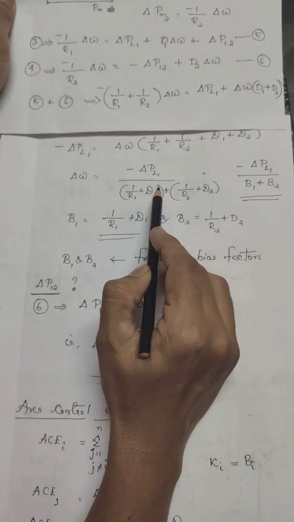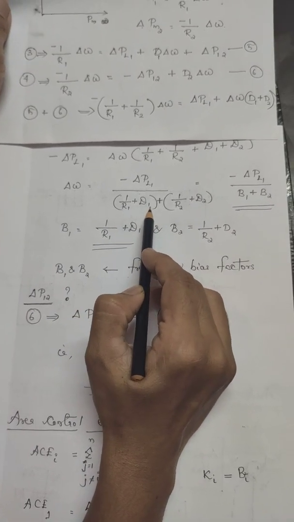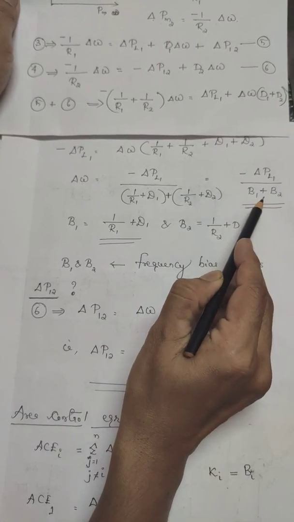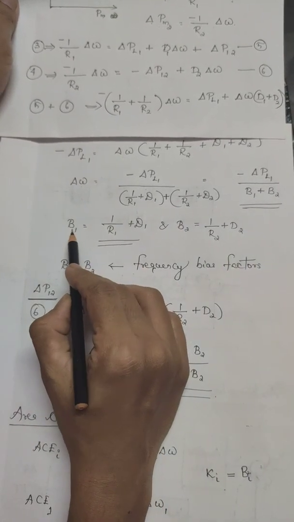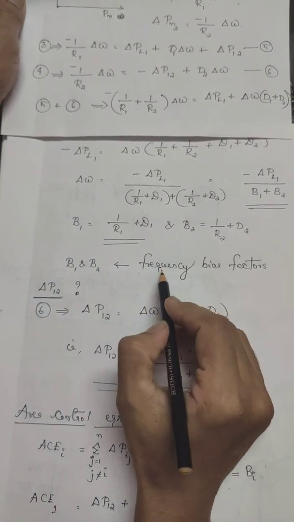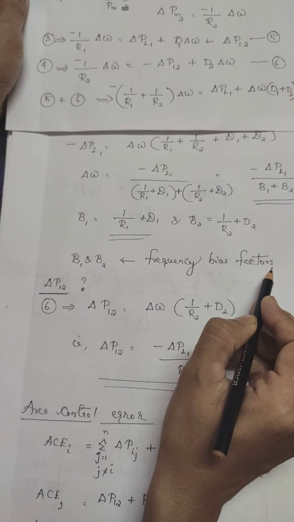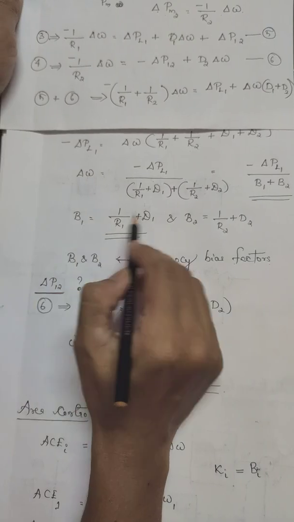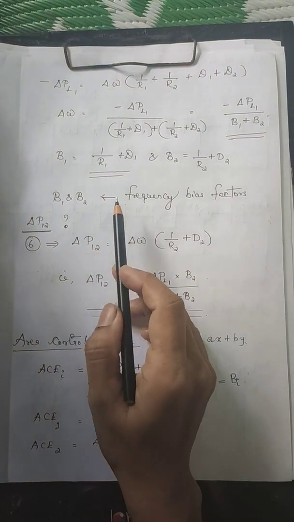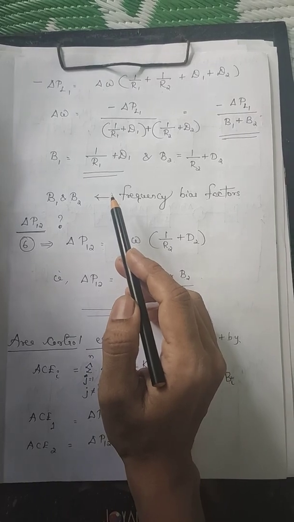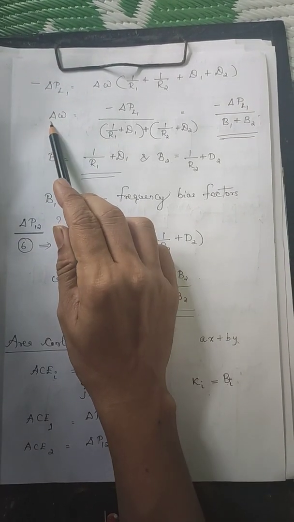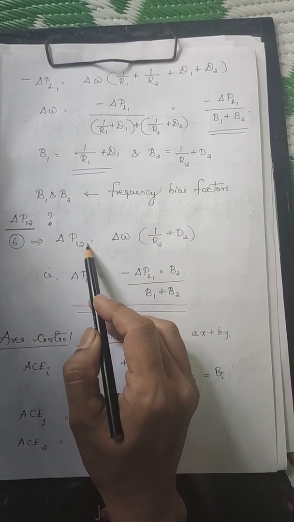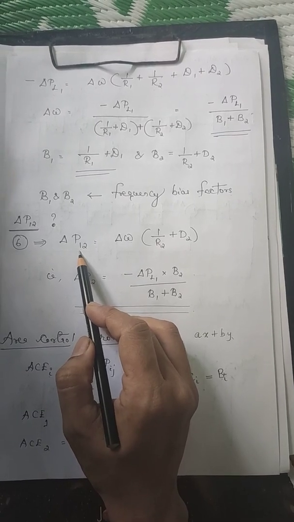The term 1 by R1 plus D1 can be substituted as B1, and 1 by R2 plus D2 can be substituted as B2. B1 and B2 are known as frequency bias factors. So for solving problems, you should know the value of B1 and B2. We know that the function of the double area load frequency controller is to minimize the frequency deviations to 0, as well as to control the tie line power deviation to 0.